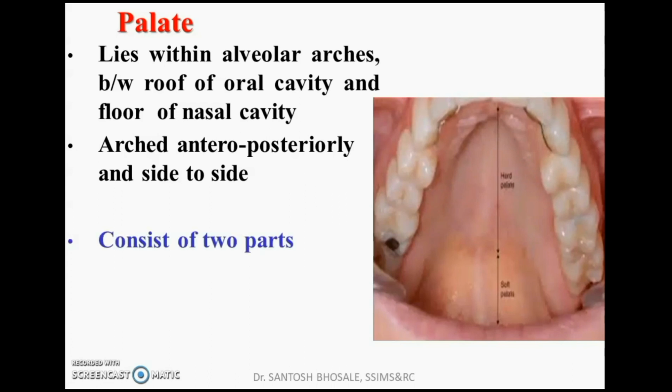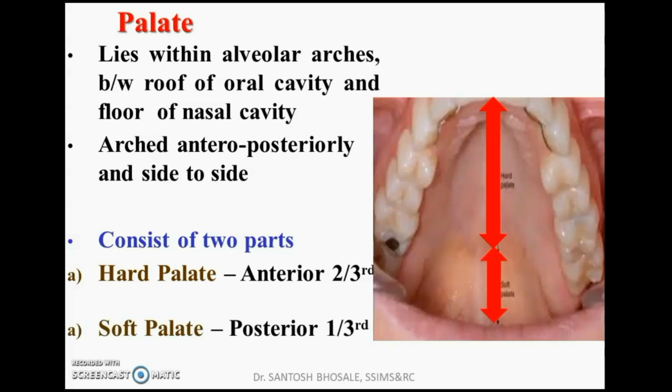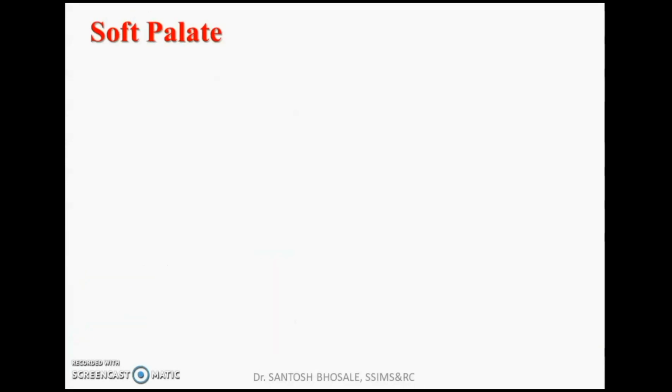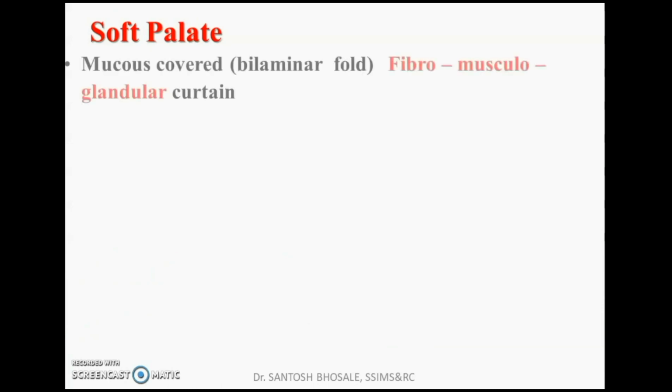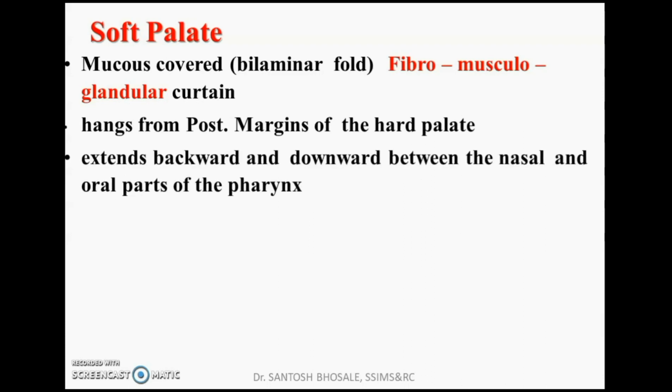The anterior 2/3 is bony, known as hard palate, that you can see there, and the posterior 1/3 is muscular or fibromuscular, that is soft palate, you can see. And this hard palate presents transverse striation in the anterior part. Coming to the soft palate, it is the mucus covered fibromusculoglandular curtain. So it has fibers, muscles and glands. It hangs from the posterior margin of the hard palate.